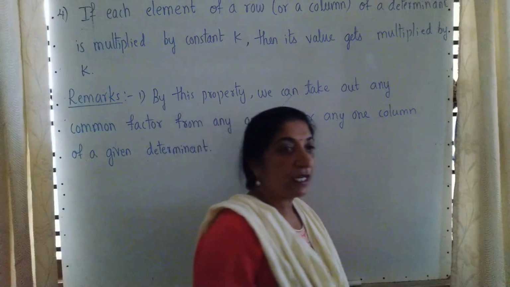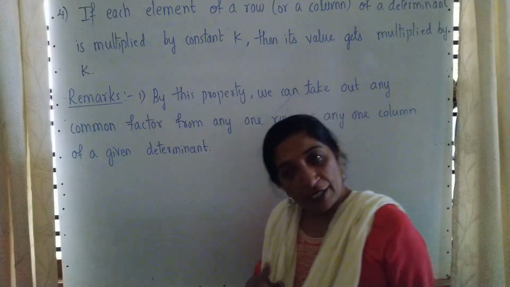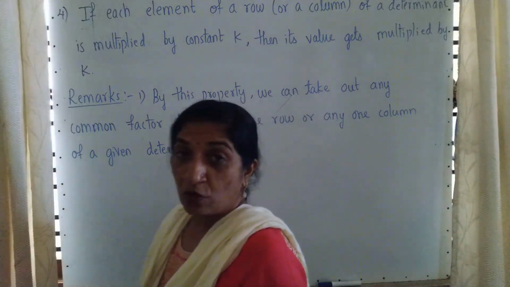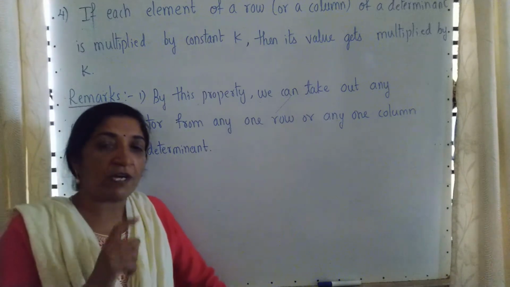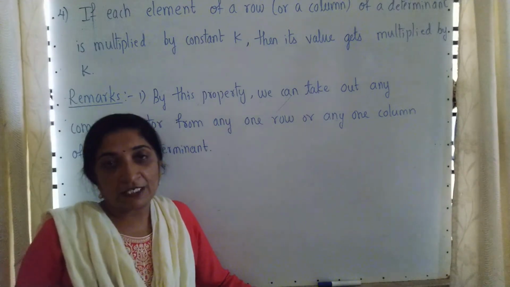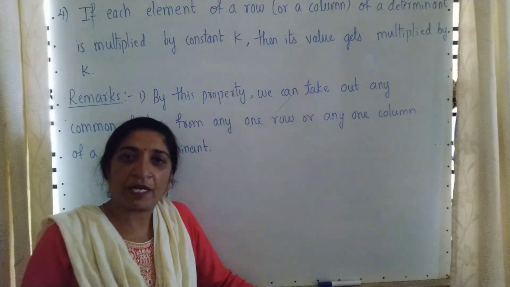What is the second? In the second one, if you interchange any two rows or any two columns, then the value of the determinant will change in its sign. The numerical value will remain the same but the sign changes. If the original is plus, then after interchanging you will get minus, like that.